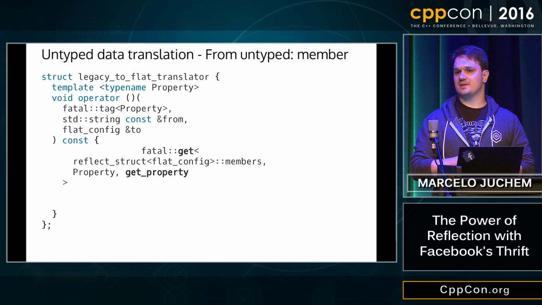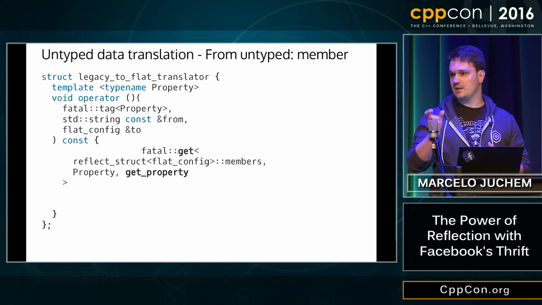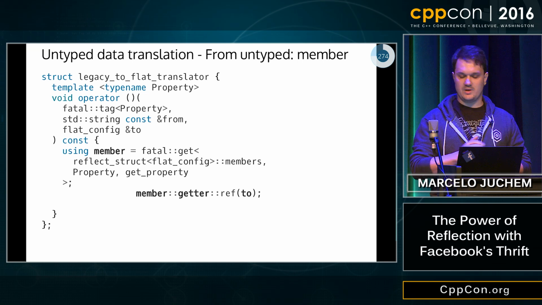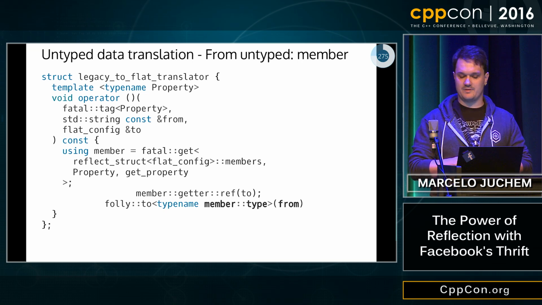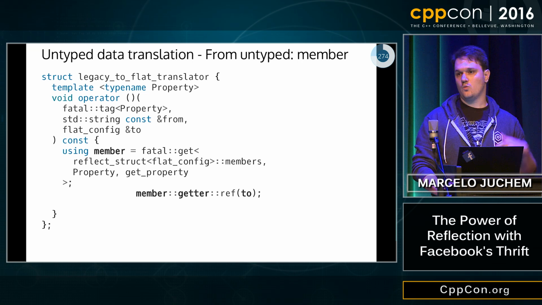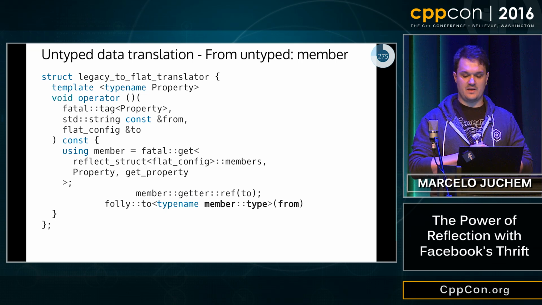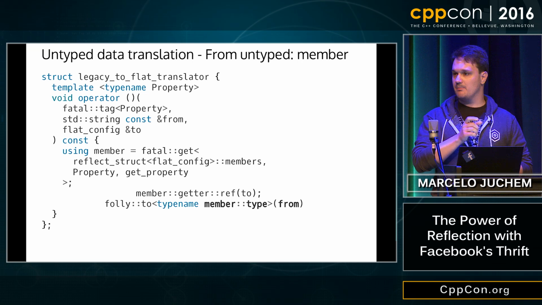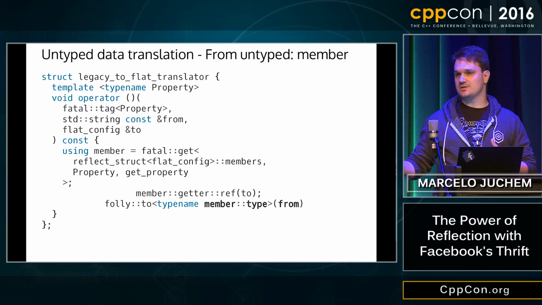Fatal get here is basically the same as std find. Given a list, I want to look up an element in this list. And we basically say property is the member we want to look up, and the predicate is get property. So basically run get property on every element of the list and match that against property. This will give you the member metadata. You can use that to get the getter and pass the structure to it, and you have a reference to the element in the struct where you want to set the value. Next thing is you need to convert the string that you got from the legacy map into whatever type you have in the structure, right?